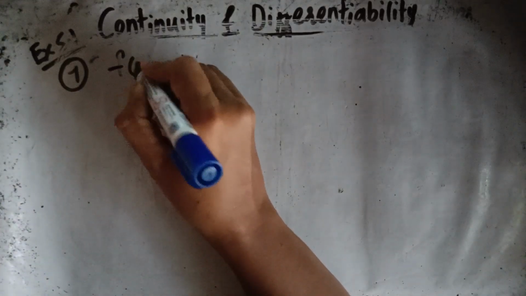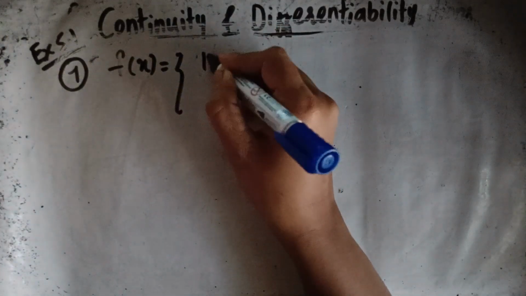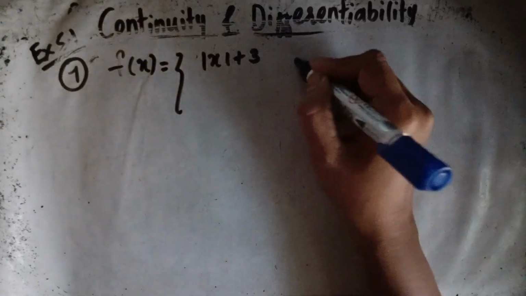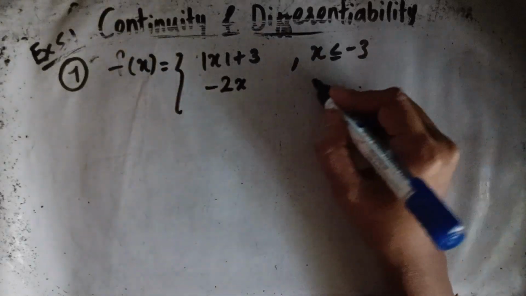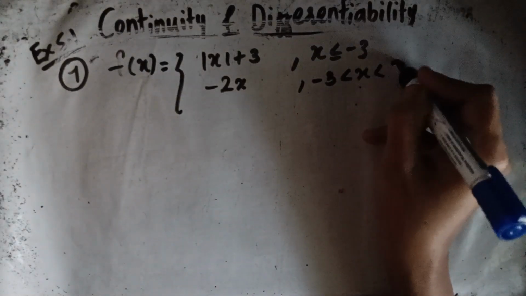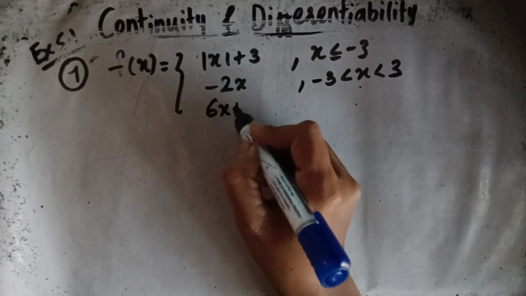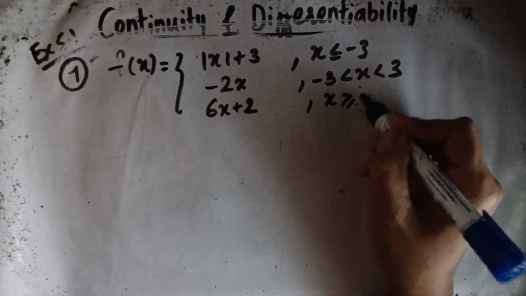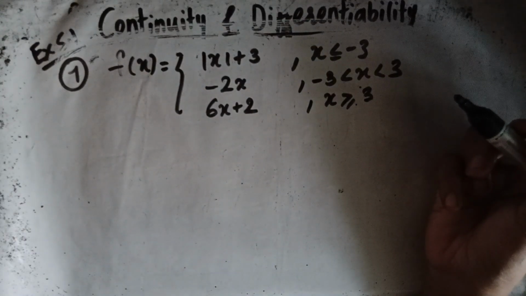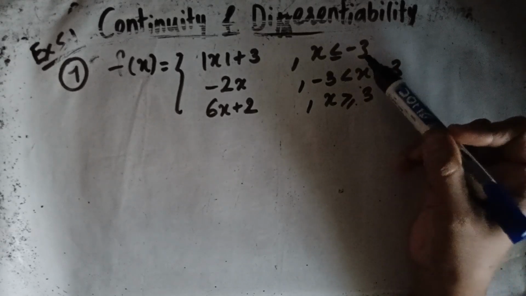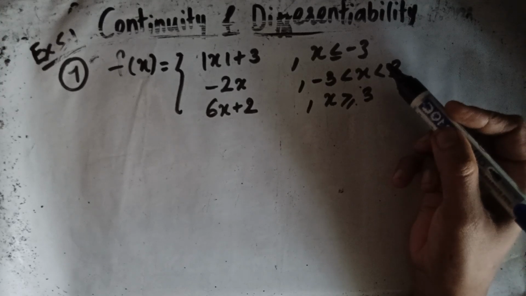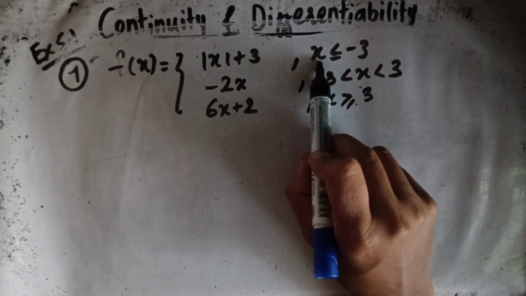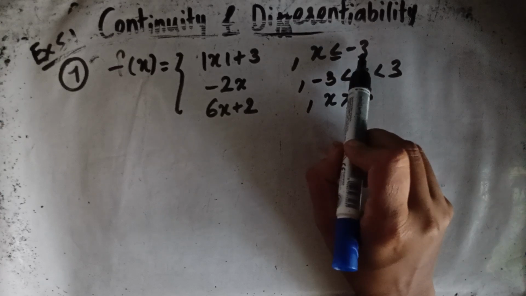Seventh question, find all the points of discontinuity. Here also the function is defined as mod x plus 3 if x is less than or equal to minus 3, minus 2x if x is between minus 3 and 3, and 6x plus 2 if x is greater than or equal to 3. So the main points are 3 and minus 3, so we have to start from here. It is given x is less than or equal to minus 3.